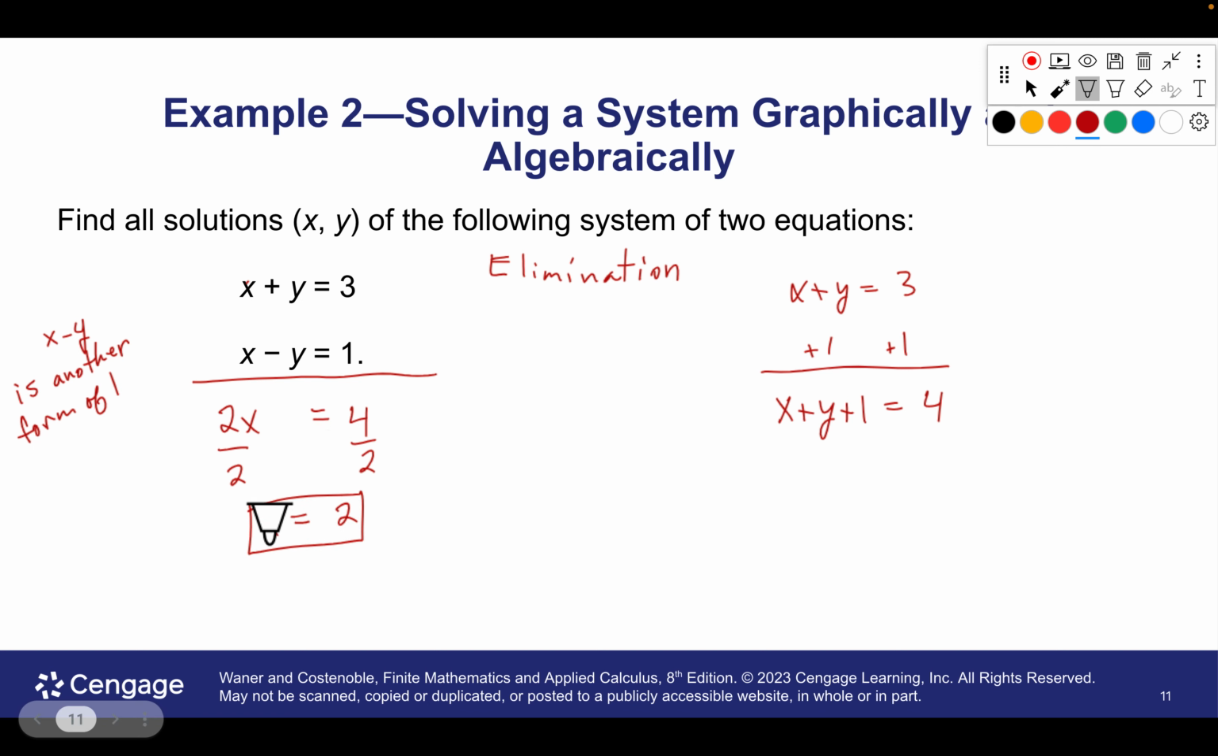We've solved for x. To get y, we have to go back to one of these equations. Let's just take the top one. Actually, it'll work in both equations, so it's always good to check them both. But I plug in 2 for x, and then I can solve for y.